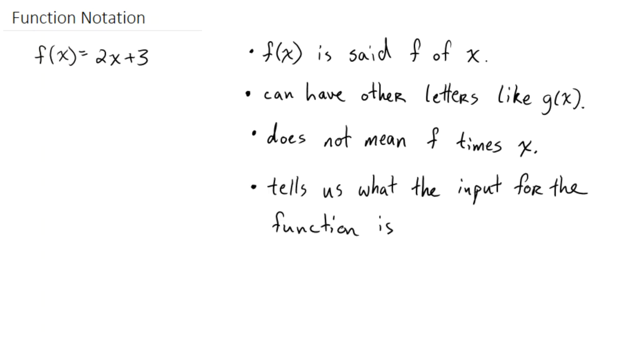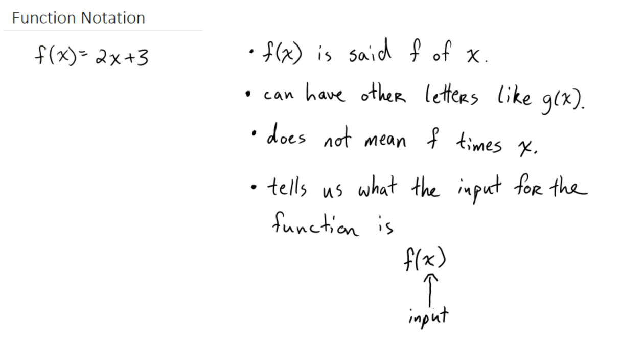So what it does tell us is what the input for the function is. That's it. It doesn't say anything about multiplication. So if I have my f of x here, then whatever we put into that slot is our input. That's what we're putting into the function. So when it's an x, that's just generically saying this function takes values of x. But what we'll see is we'll put values in that to say, okay, this is what I put into the function to make it go. So let's go ahead and look at some examples.